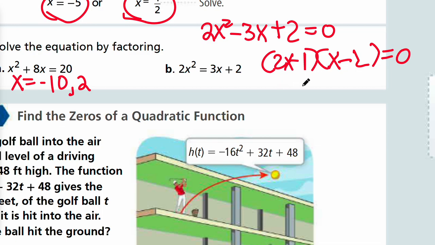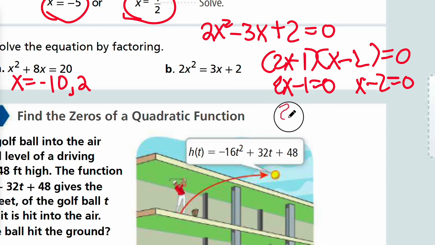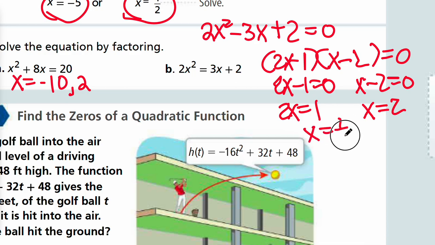And then now we can solve for zeros. 2x plus 1 is equal to 0, and x minus 2 is equal to 0. So 2x is equal to -1, and x is equal to +2. So x has to be -1/2, or it could be 2.